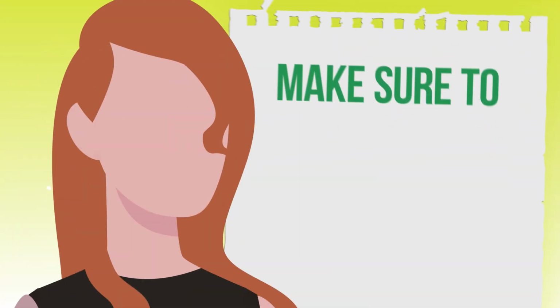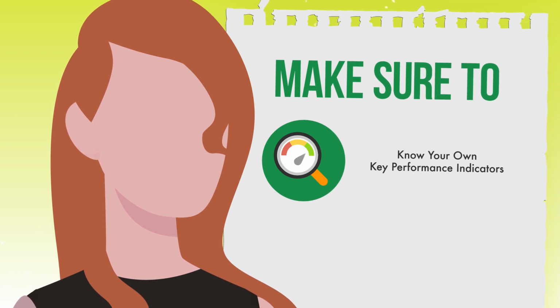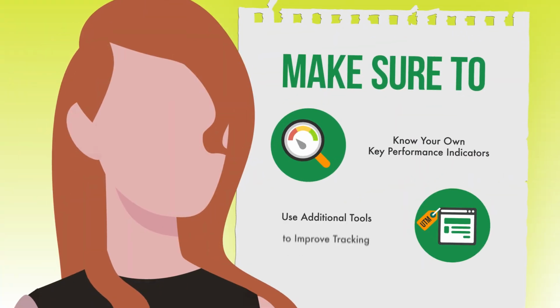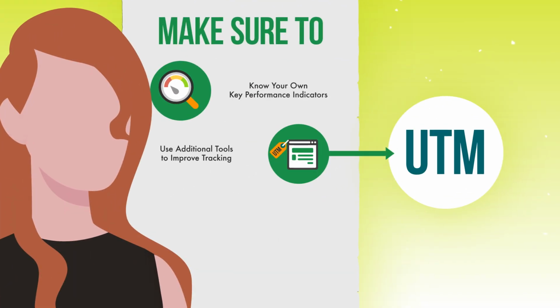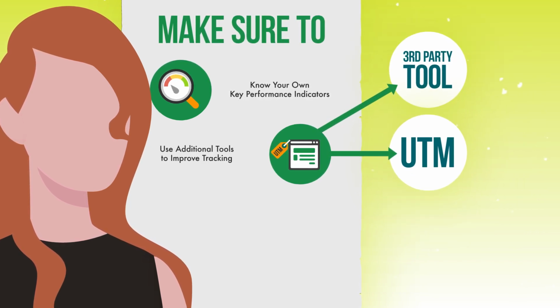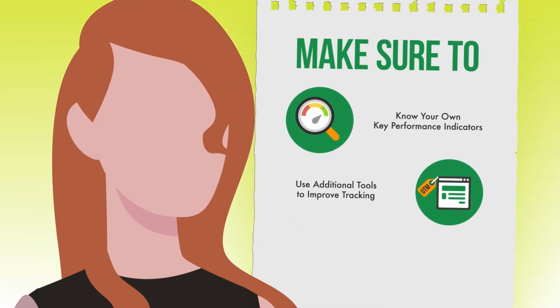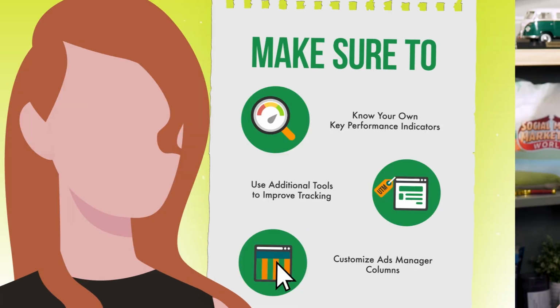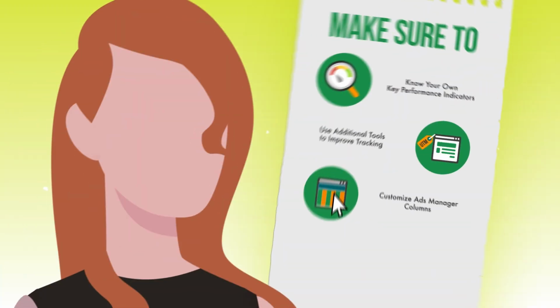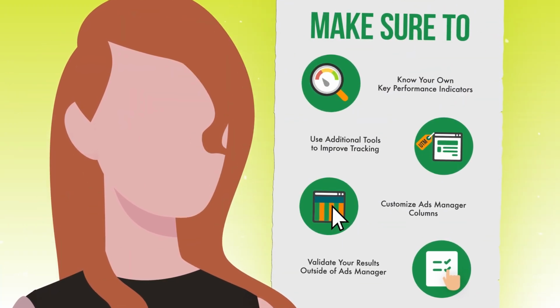What you need to do is first and foremost, make sure that you understand your own internal KPIs so that you know what great metrics look like for you. Next, you need to make sure that you have every possible option in place to have accurate tracking, such as using UTM parameters in your ads, either using a third-party tracker or using something like the Conversions API. Another way to see the metrics that you actually need to see to be able to determine if your ads are working is simply by customizing your columns, which most people don't even realize is an option.